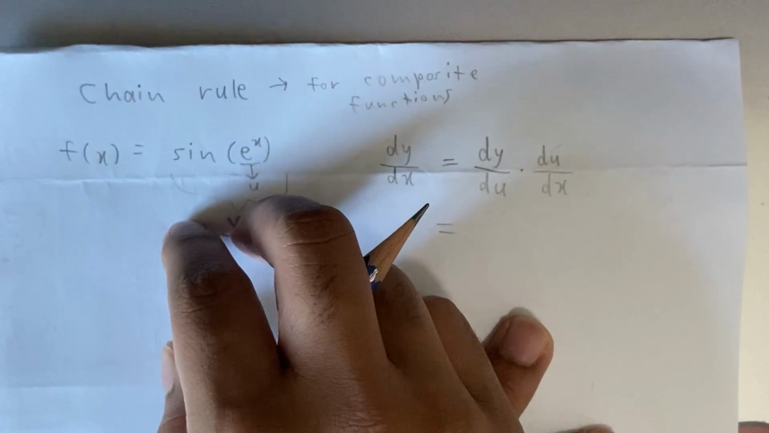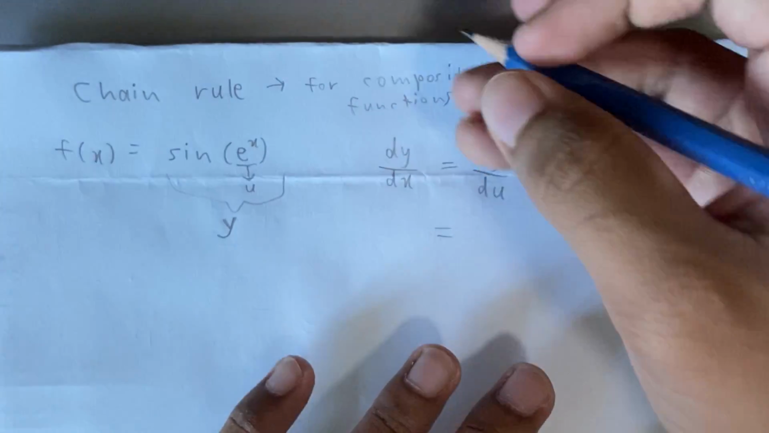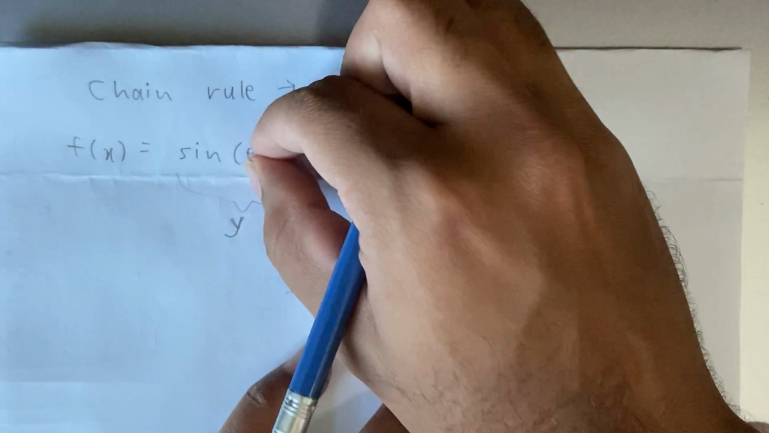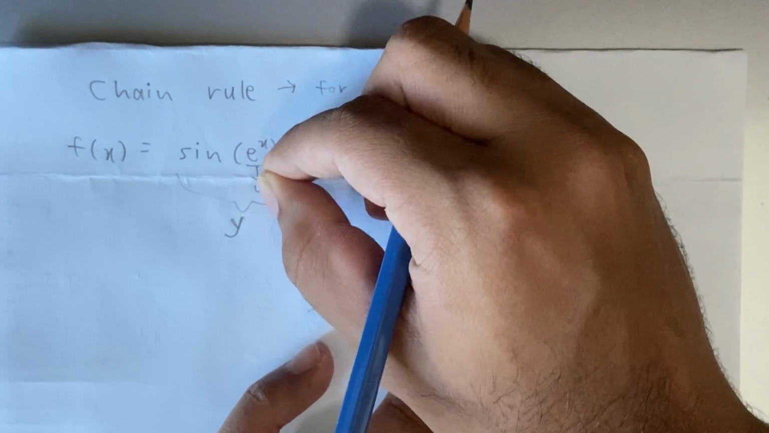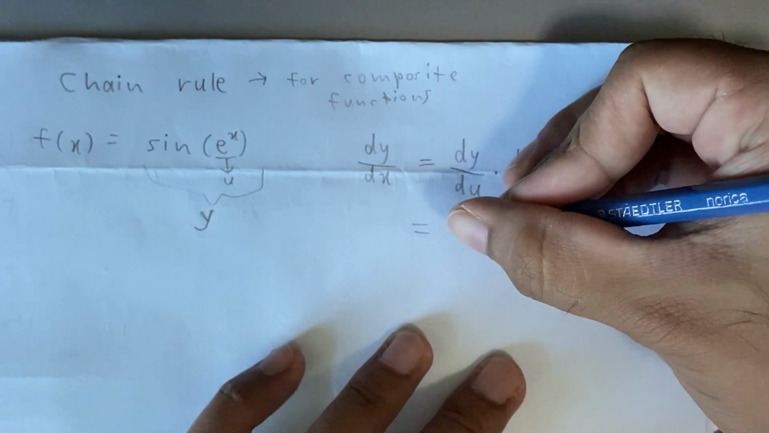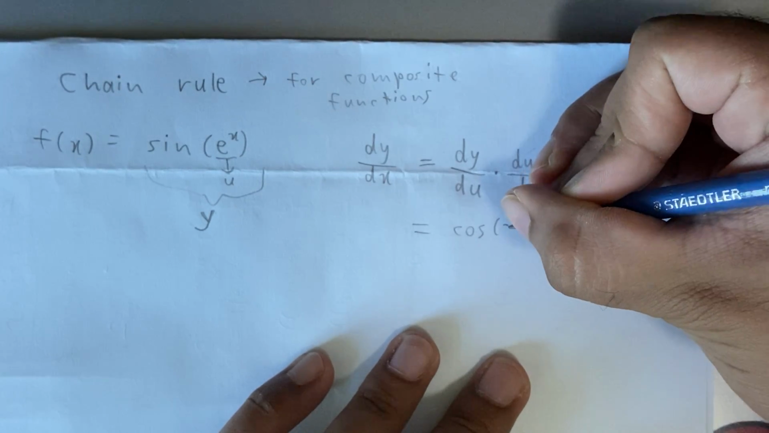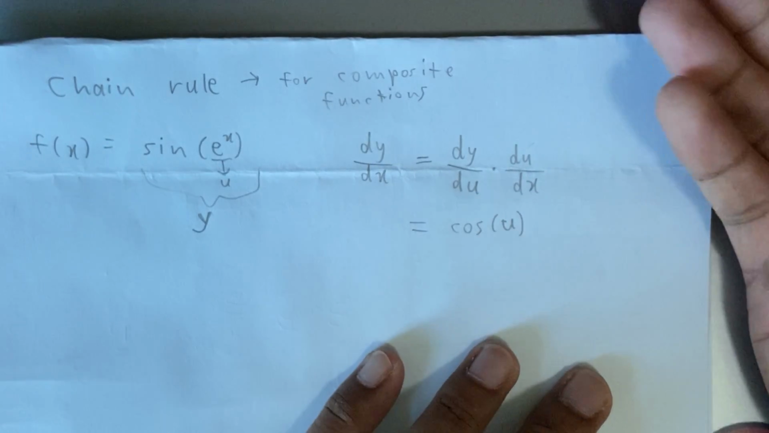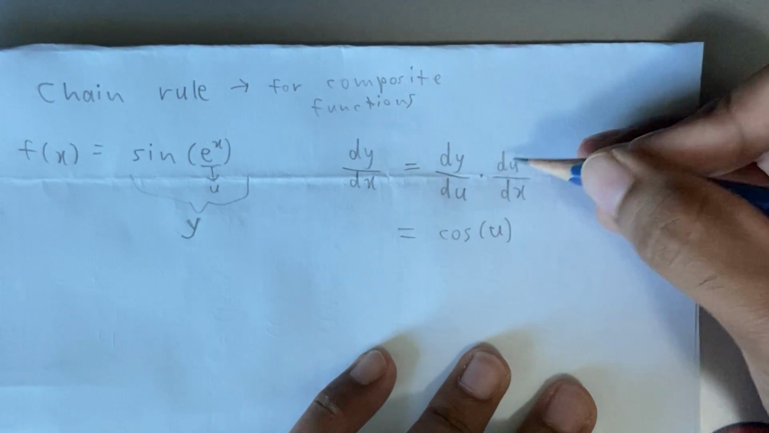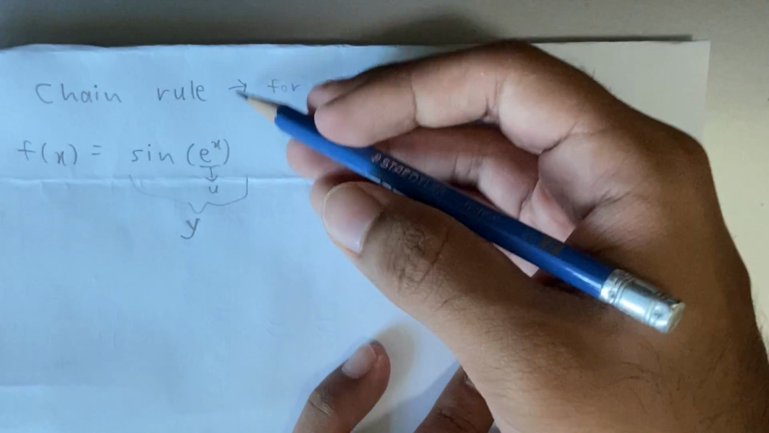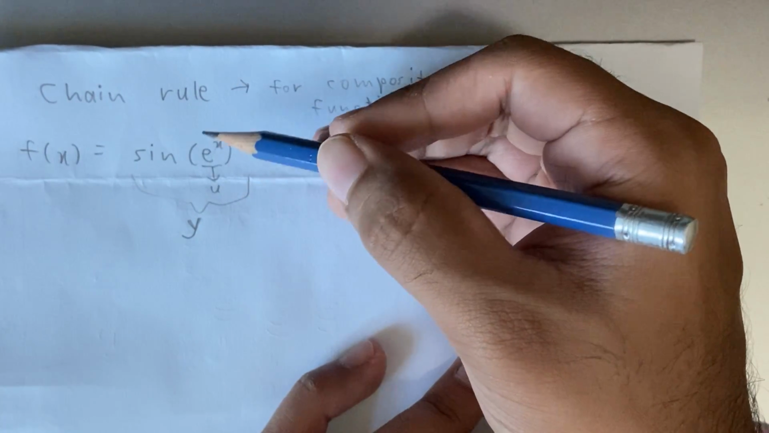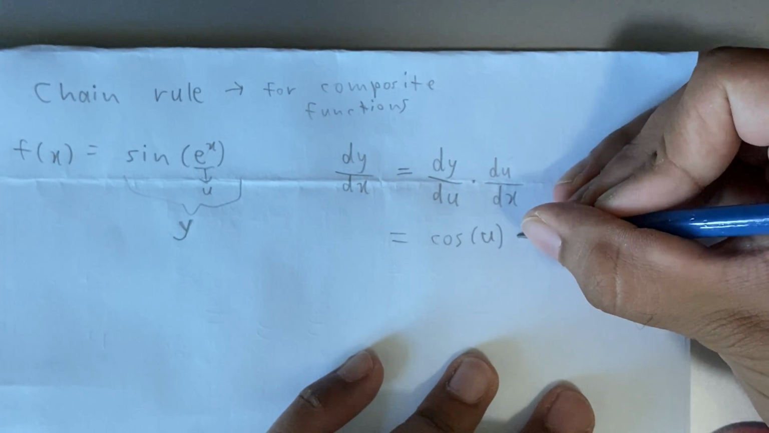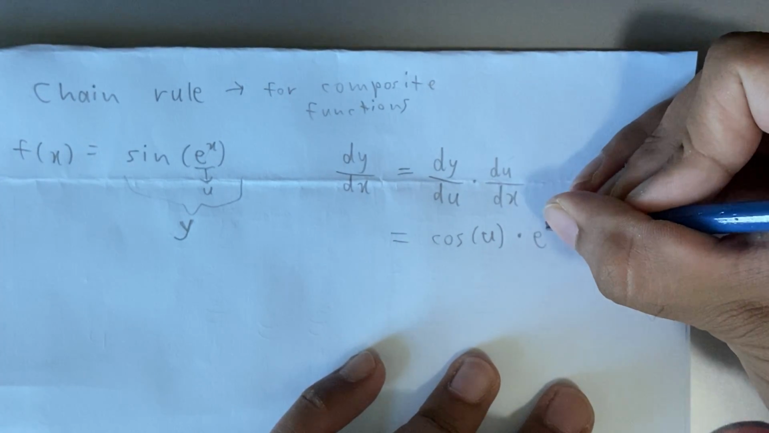So if you're doing dy by du, we differentiate this with respect to u. So we treat u inside here as a variable. So then we get cosine of u, right? Because we're differentiating it. But then we get du by dx. So du by dx would be the differential of e to the power of x, which is e to the power of x.